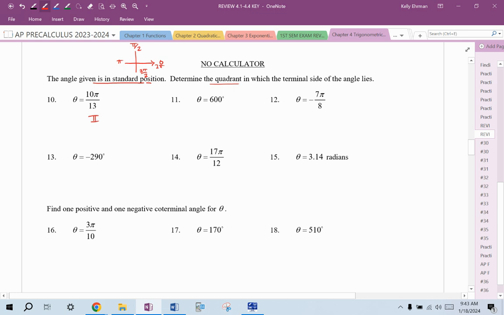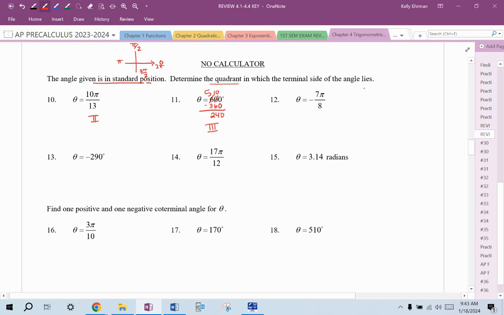600 degrees is more than a full circle, so I need to figure out how much more. So subtract 360. Right, so that's 240 degrees. So 600 is a full circle plus an extra 240. So really the question is, where does 240 degrees lie? And that is in quadrant 3.